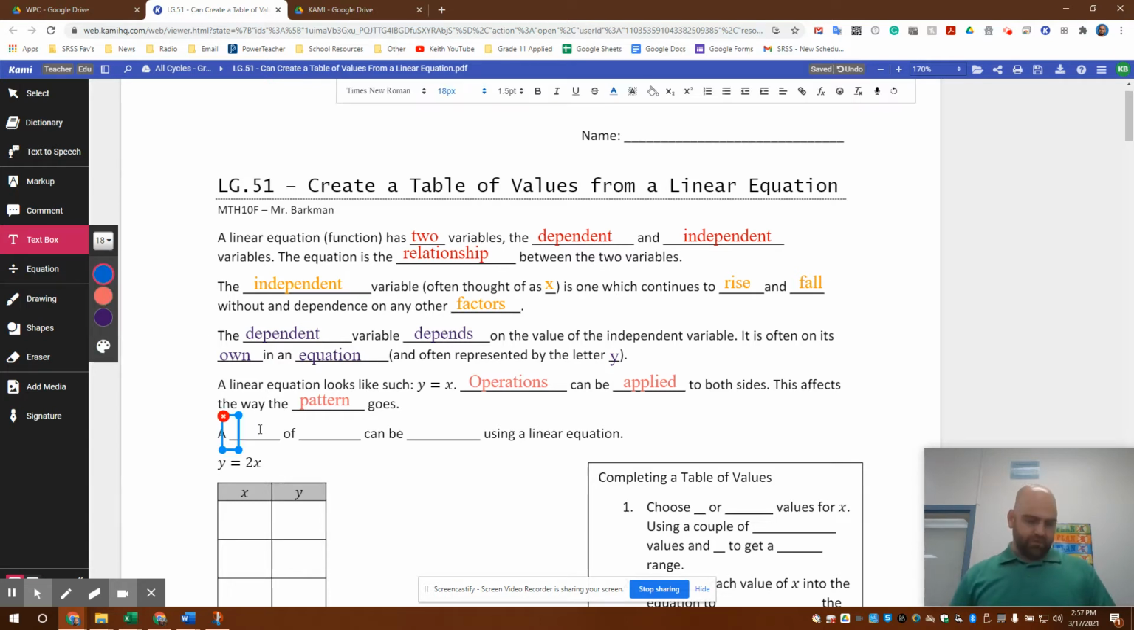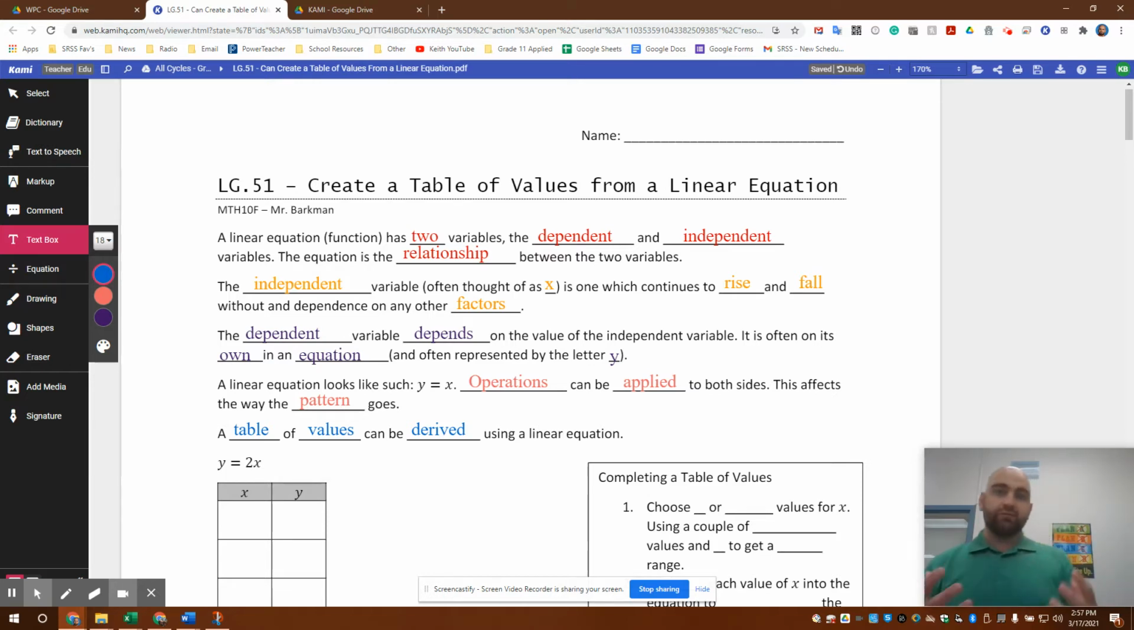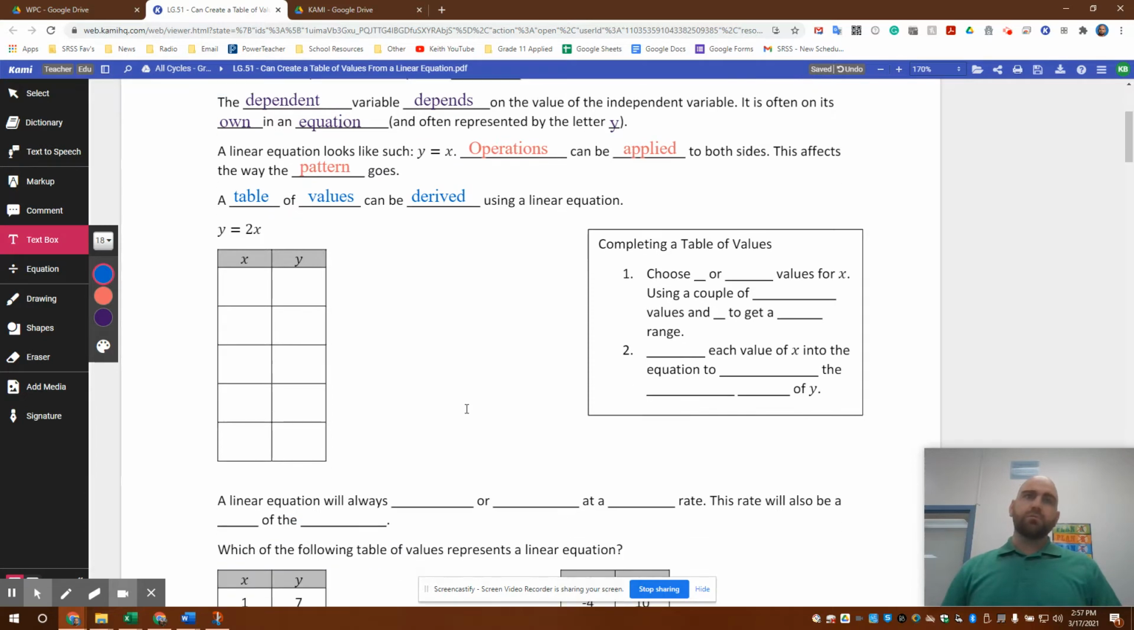Now, a table of values can be created, or sorry, derived, to use the right word here, derived using a linear equation. Derived just means that we are coming up with the values. We are finding the values, we are solving for the values, if you want to think of that as being derived. Now, here's our table of values. We have our x values and we have our y values.